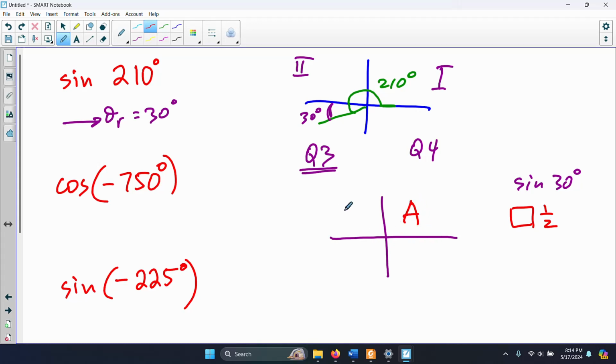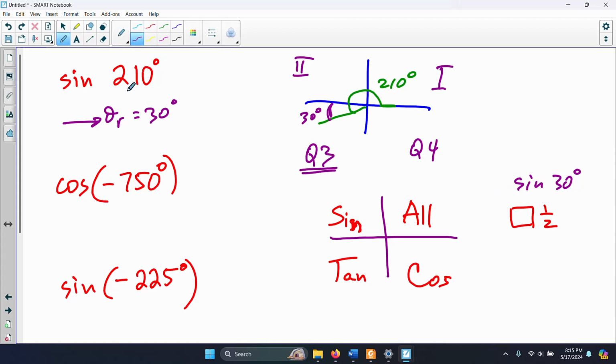All Students Take Calculus. The A stands for all, S stands for sine, not cis, T is tan, and C is cosine. The first letters spell all students take calculus. Just memorize that. It's basically a device to tell you whether the plus or minus on my 1/2 is plus or minus, and that really depends on where this 210 falls.